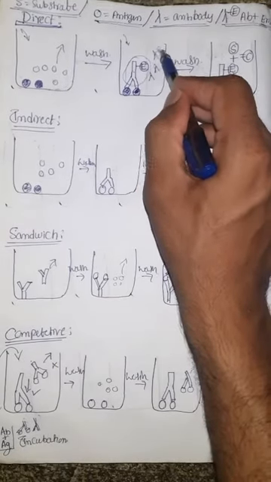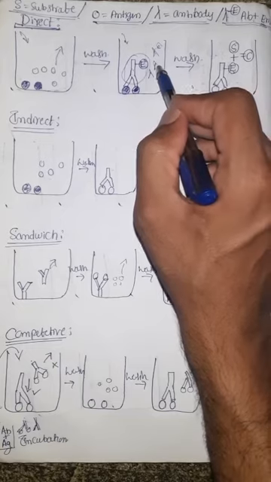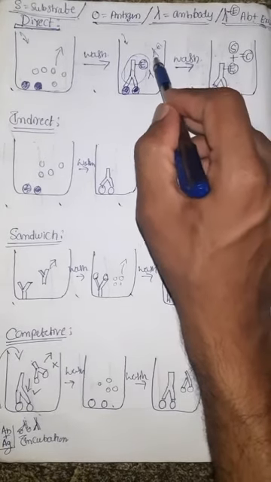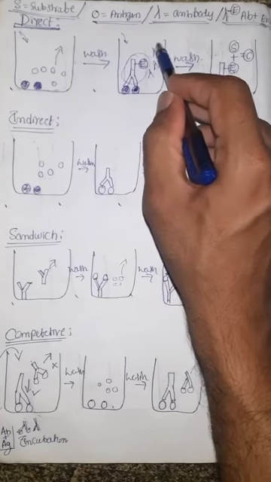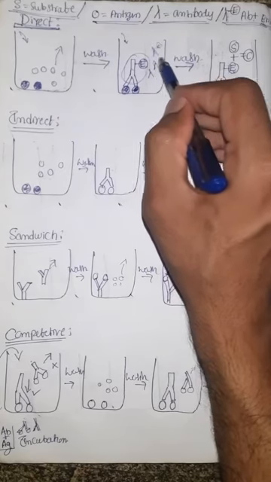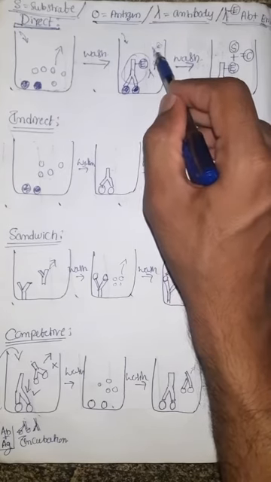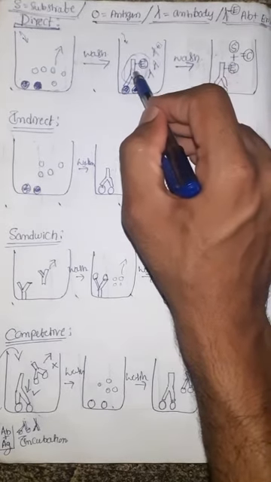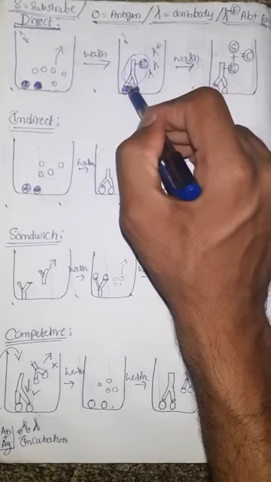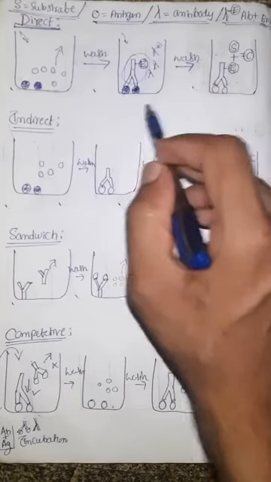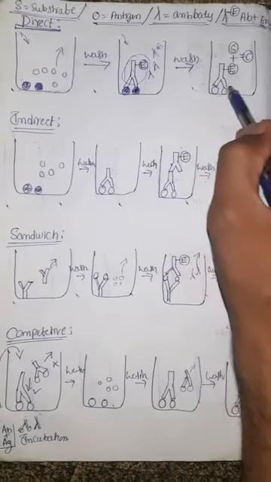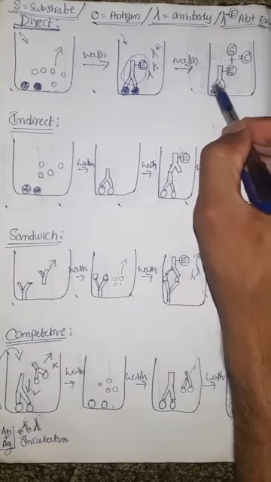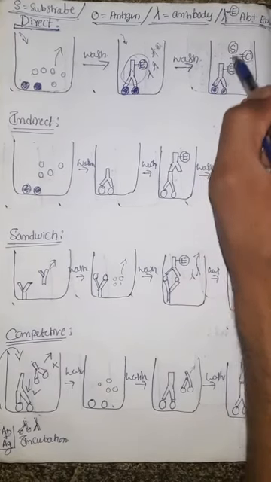They should be removed with the help of a washing procedure. Okay, we simply discard the liquid present in this well, so that we can easily remove the unbound particles from this well. Only bound particles will remain in this well. Okay, in the last step, now we have only antigen, antibody and enzyme.